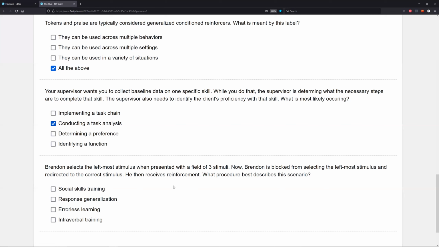Errorless learning. What do we just say? We're trying to prevent Brendan from making errors, right? So errorless learning, pretty good, right? C so far is our best answer. Let's look at D. D, intraverbal training, okay? Are we teaching Brendan intraverbals? No, intraverbal is a verbal operant where it's a communication, right? Now what we're doing, we're trying to prevent Brendan from making errors. We are engaging in a form of errorless learning, okay? Redirecting him to the correct stimulus. C is our best answer for our final question.